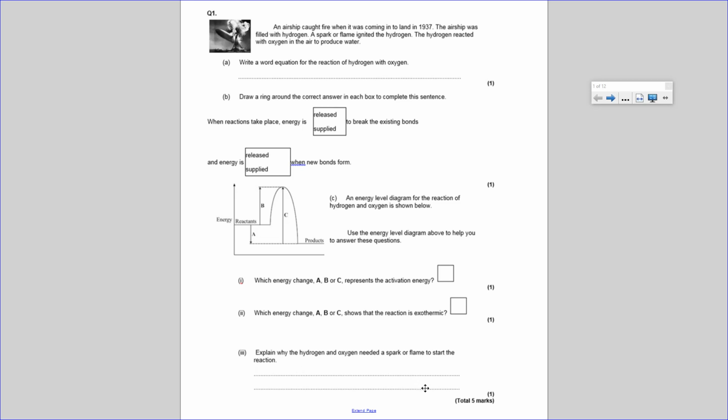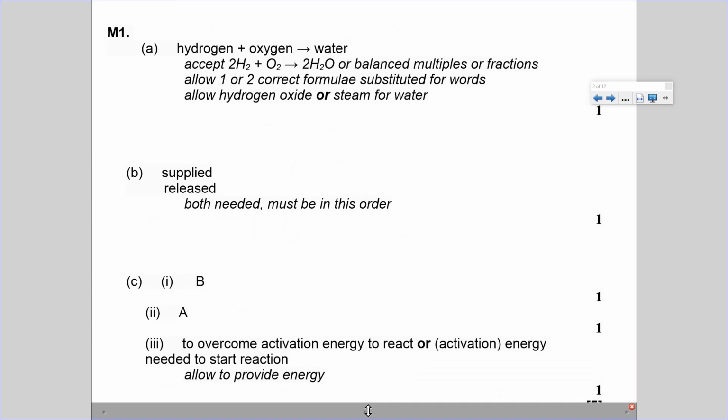Explain why the hydrogen and oxygen needed a spark or flame to start the reaction. Well, we need to provide enough energy for the reaction to start to break the bonds, basically.